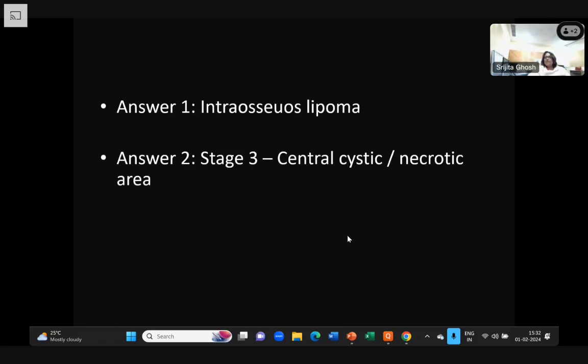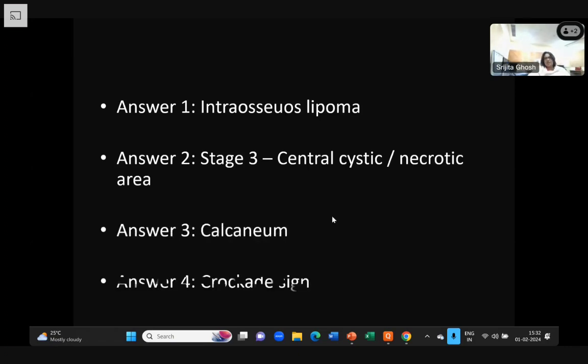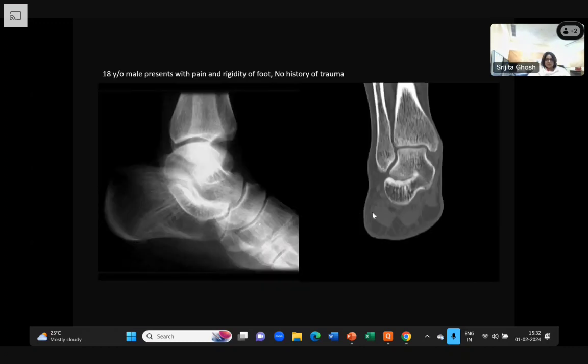Stage 1 is total fatty. A little bit of necrosis starts in stage 2, but more of fat. When it becomes really necrotic center, it is stage 3. Answer: calcaneum, Crockett site. Very, very good. I'm very happy with some of them. I think they're going to answer everything in the coming DNB practicals.